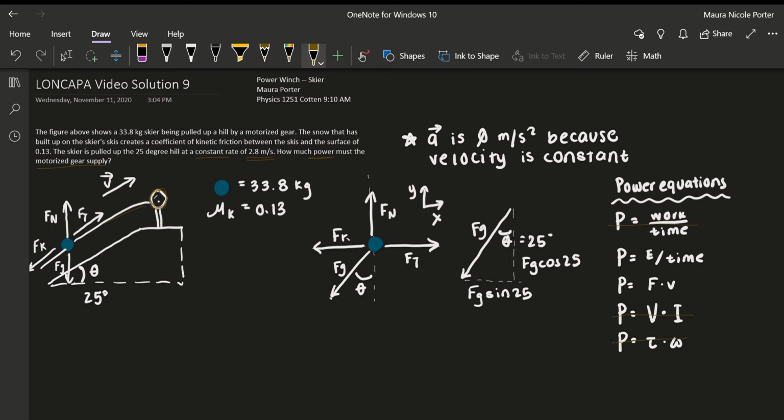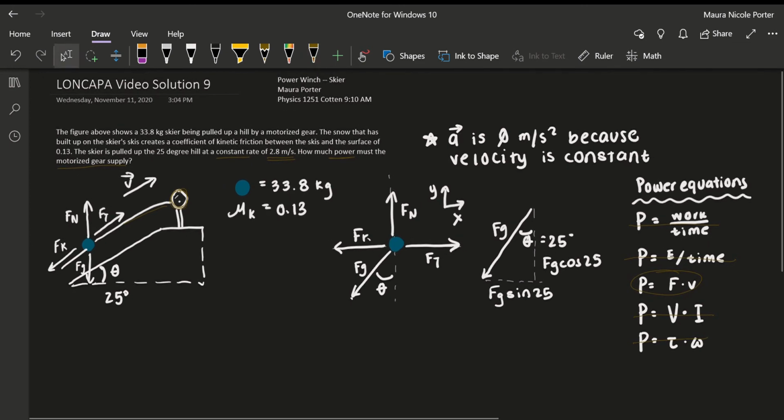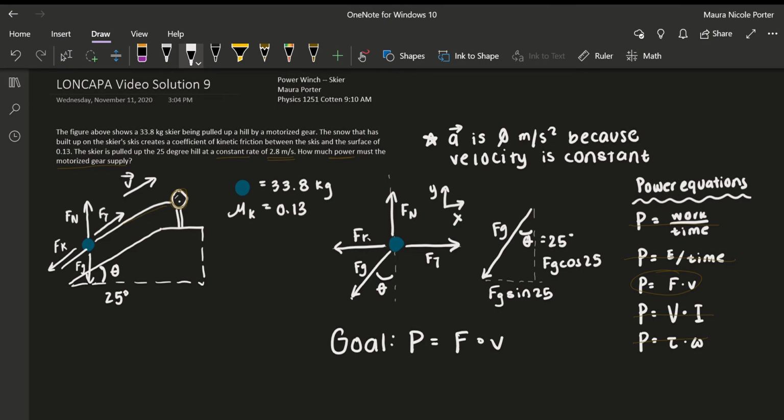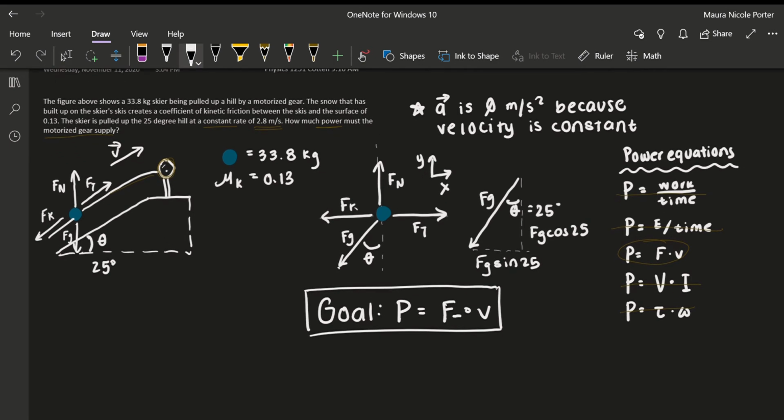And that leaves us with the next one, which is going to be E MEC over time. But again, we don't have time or any way to find it. So we're going to be doing power is equal to force times velocity. So when we do power is equal to force times velocity, let me write that out right here. So our goal is we're going to find all of the variables to do power is equal to force times velocity. That's our end goal of what we're working towards. All right, and this is going to be force of t.